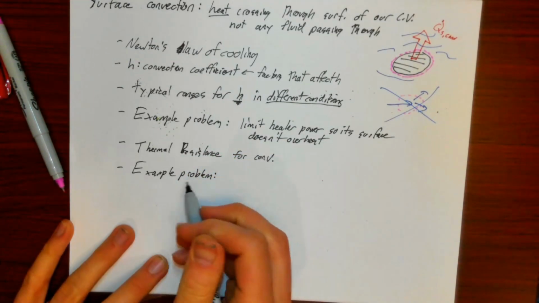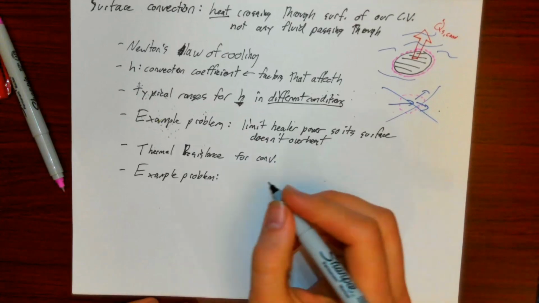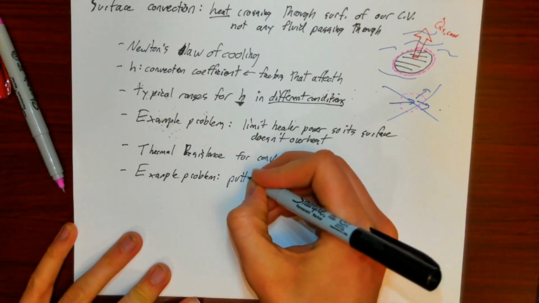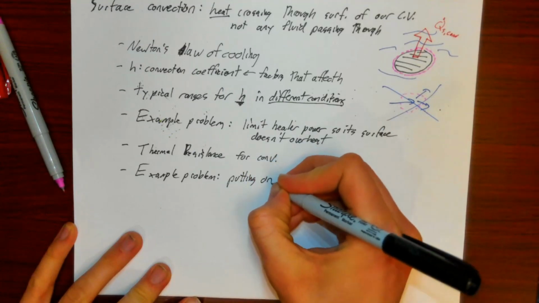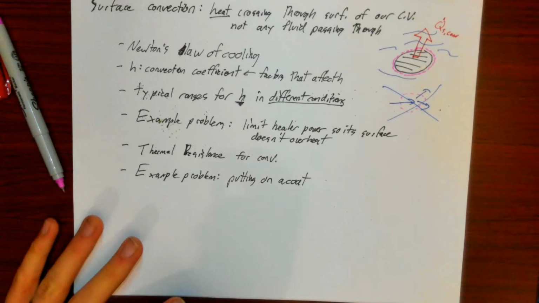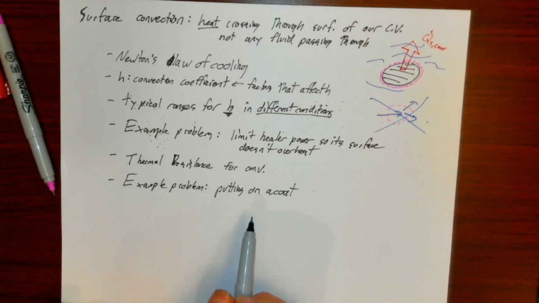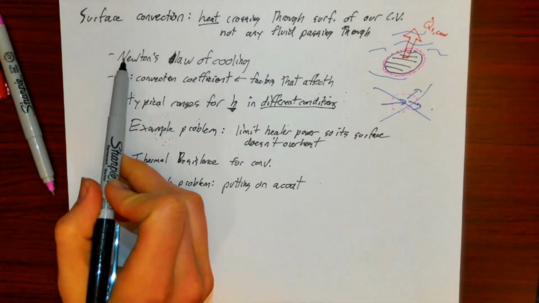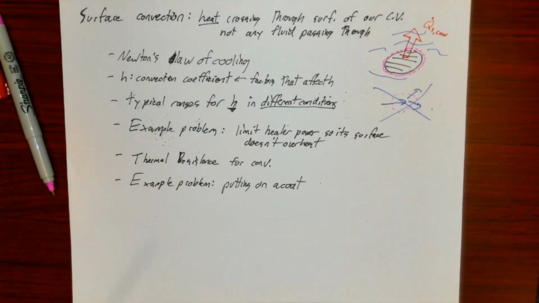And the example problem that we're going to talk about is how much warmer you can feel if you put on your coat in the winter. Putting on a coat to keep yourself warm, i.e. to limit the heat flow from your body to some cold air flowing around you. So this is the plan for today. Let's get started with talking about Newton's law of cooling.